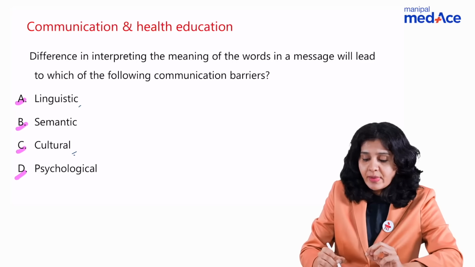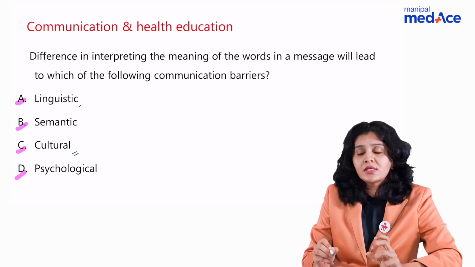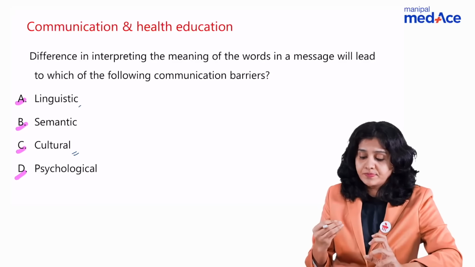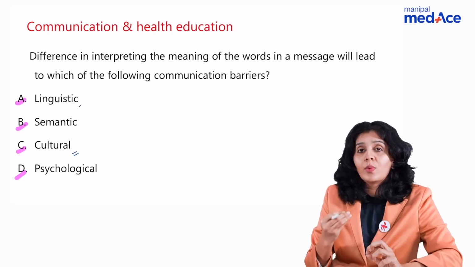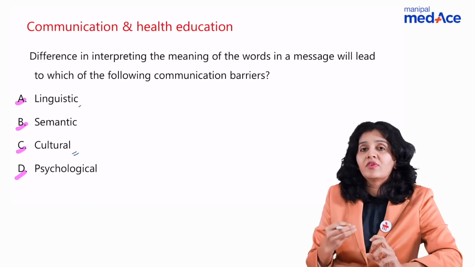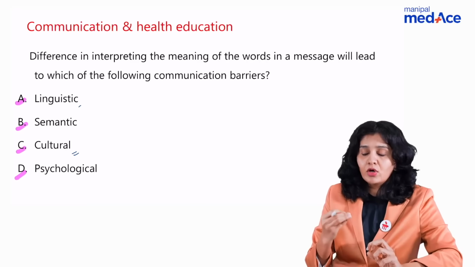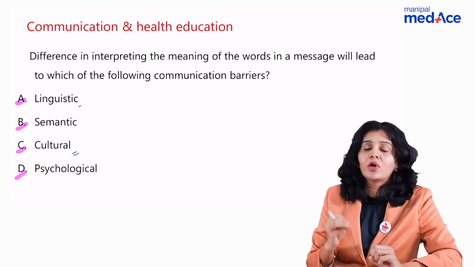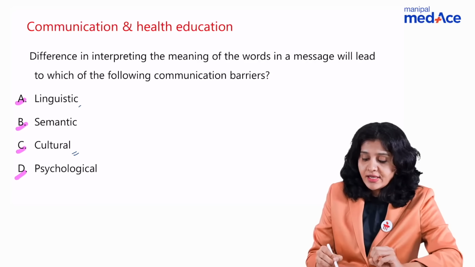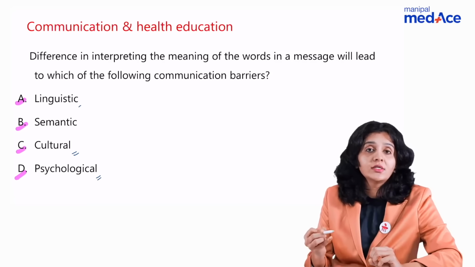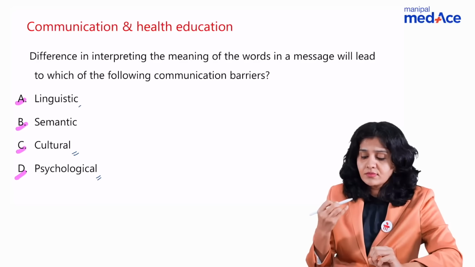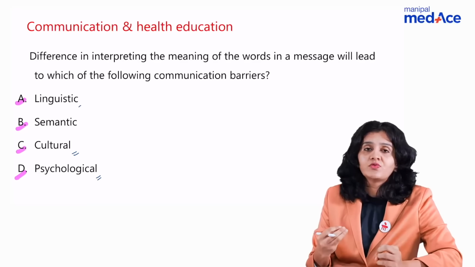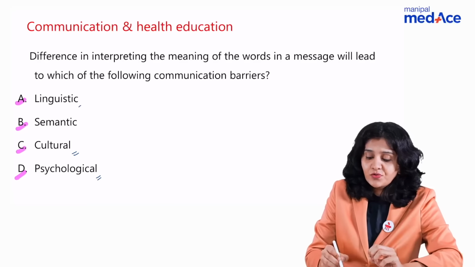So what is cultural barrier? Cultural barrier means we should understand the cultural beliefs. For example, if I'm talking about the importance of vitamin B12 supplementation and food items, I cannot be talking about consumption of meat to a vegetarian community, right? I need to understand their culture. So what is psychological barrier? If the audience or the speaker have anxiety issues or stress issues, the reception of the message will be difficult. Okay, so the correct answer for this is semantic.